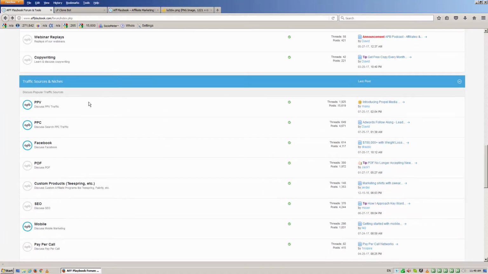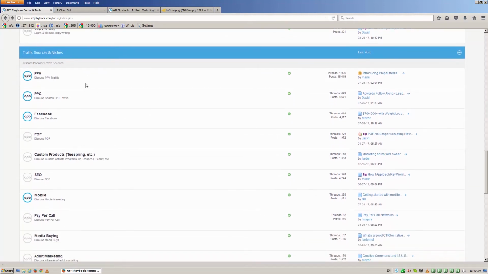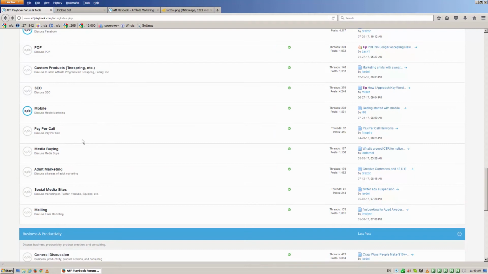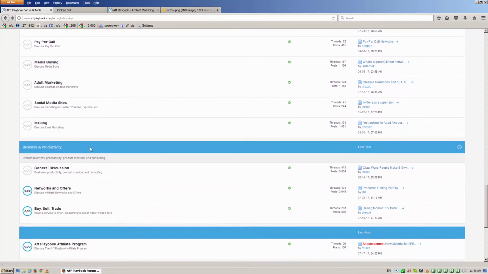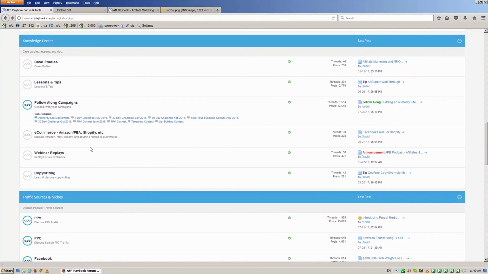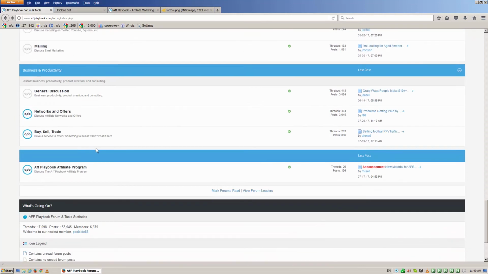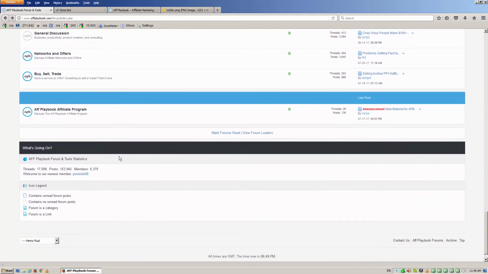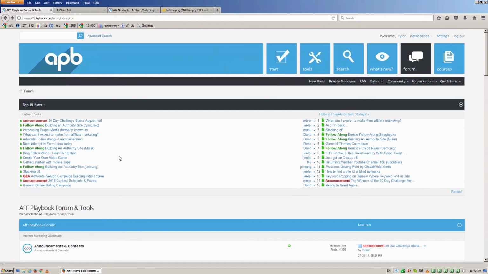And then we have the various sub forums for specific types of affiliate marketing. We've got PPV, which is actually, originally AffPlaybook used to be exclusively focused around PPV, and then they slowly spread out from there. But you can see they've got Facebook, they cover mobile, media buying, a lot of things here. I think they even had a Teespring area somewhere. So that is the basis behind AffPlaybook.